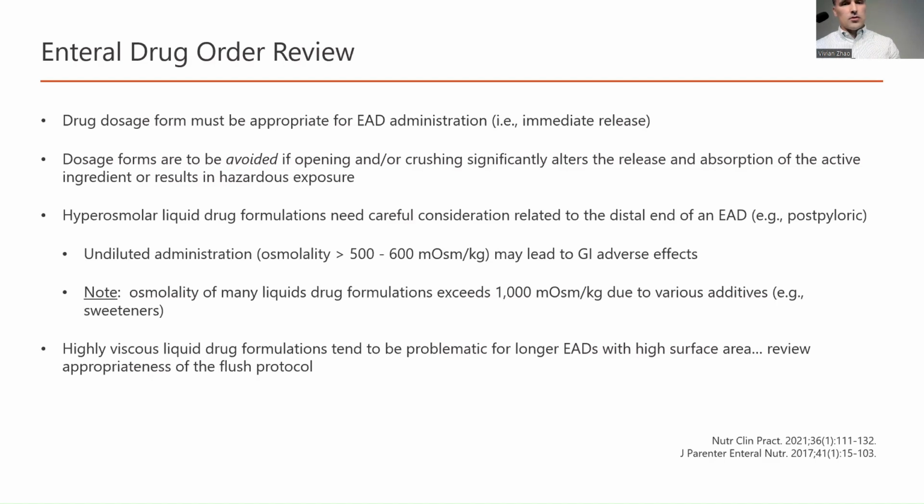Highly viscous liquid drug formulations tend to be problematic for longer enteral access devices with high surface area. So you want to review the appropriateness of the flush protocol. Generally, the longer the tube, the more flush you'll need to give. So if you have a standard 30 mL flush, and you have a nasojejunal tube and a highly viscous medication, you may have to give twice that flush volume.